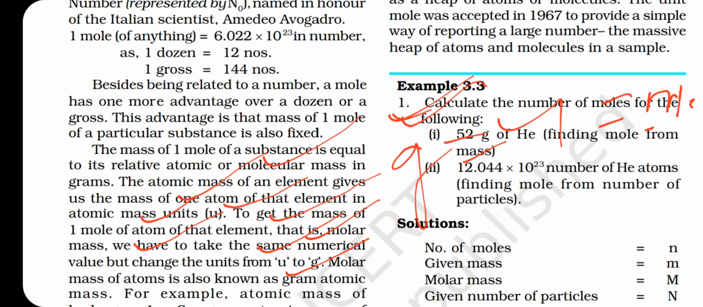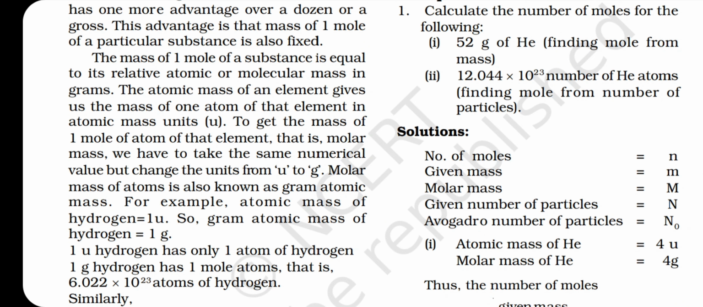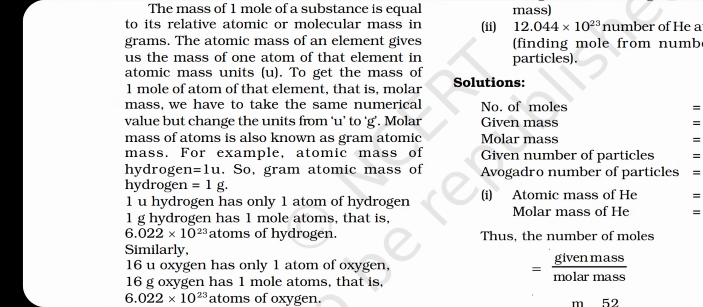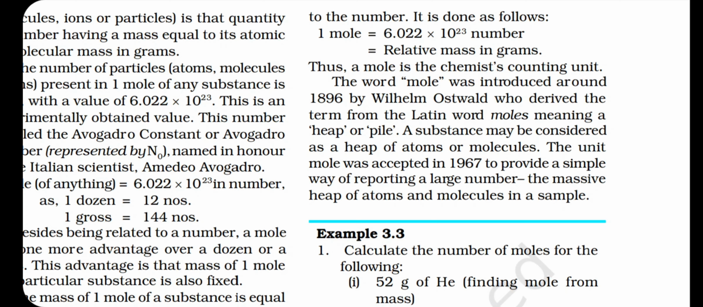Okay, 1 gram of a substance is equal to 1 mole of a substance. Similarly, it is equal to 1 unified mass, that is 1 atomic mass unit. This is the advantage of taking moles. Here is given the example of hydrogen. 1 gram of hydrogen has unified mass 1 U, and its Avogadro's number, that is the mole, is equal to 6.023 into 10 to the power 23 atoms of hydrogen. So thus the mole is the chemist's counting unit.